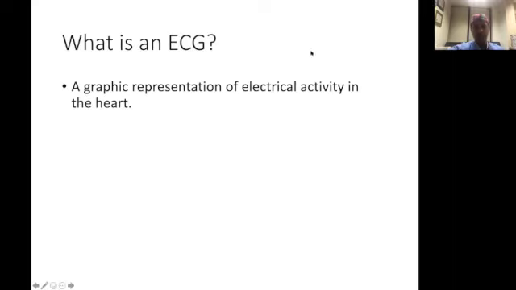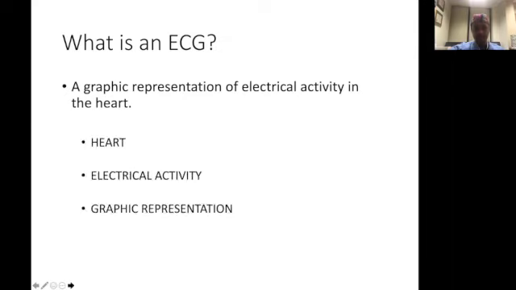Okay, what's an EKG? Let's start with Dr. Dejani. How would you define an EKG? It is a presentation of the electrical activity of the heart. Good, excellent. So EKG is a representation of electrical activity of the heart, as you said. 3 things. We're talking about the heart, we're talking about electrical activity, and we're talking about graphic representation.